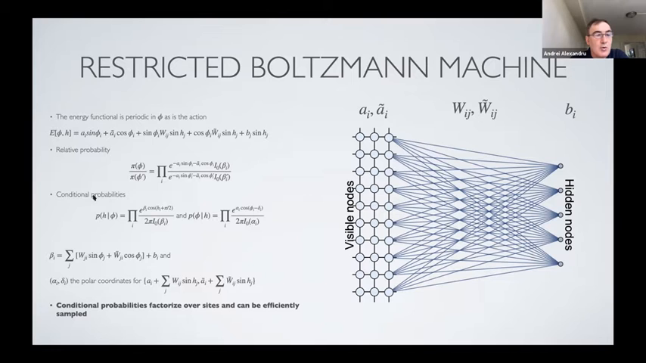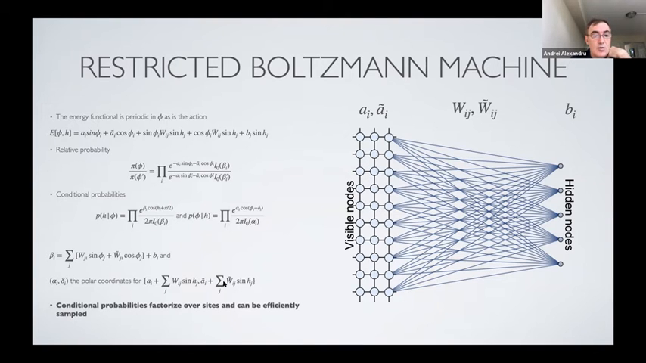You can also evaluate the conditional probabilities, so this is the probability of the hidden nodes when the visible nodes are fixed, and similarly, the probability for the visible nodes when the hidden nodes are fixed. The relevant parameters that appear here are listed in these formulas. But the most important thing to take home from here is that the conditional probabilities factorize completely over sites.